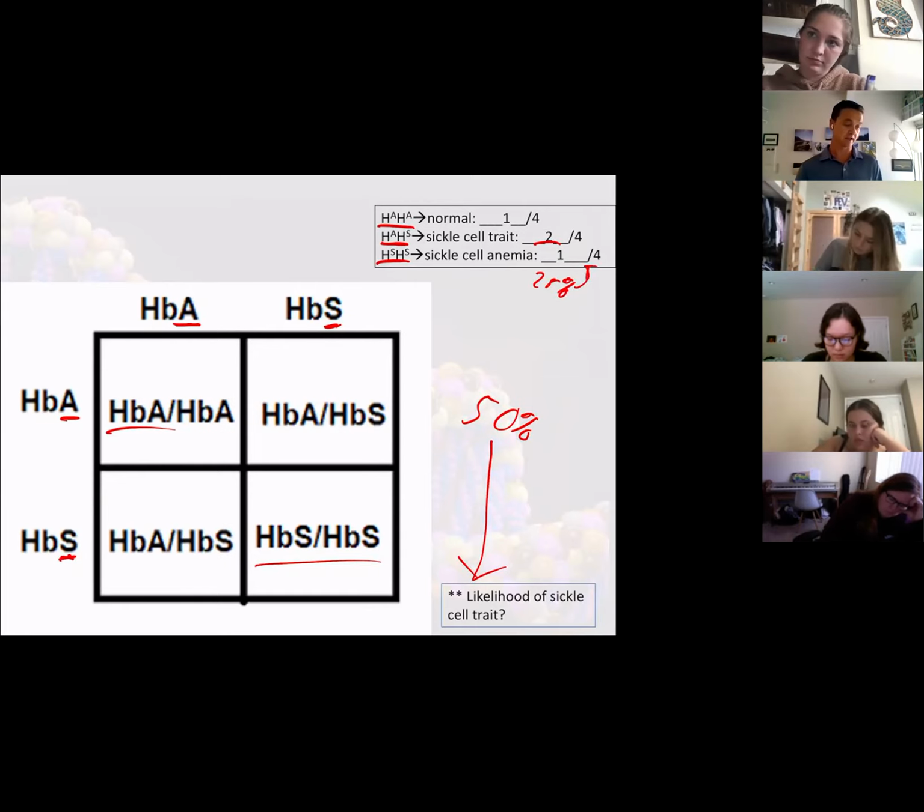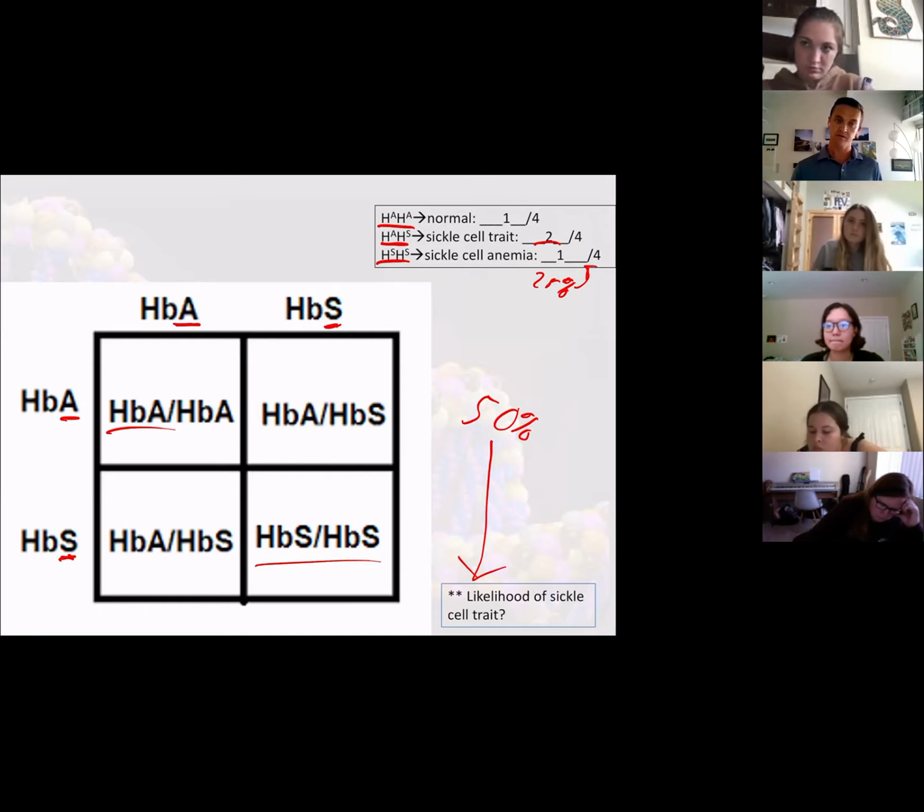Okay, so this is that example where the heterozygous genotype is expressed differently than both homozygous on either side. Okay, any questions on that one?